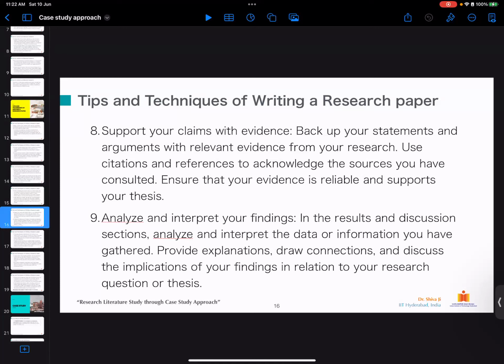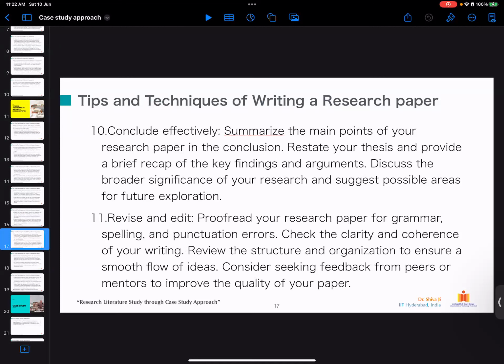Then finally, you will be coming down to the evidence part, maybe a third method or tool where you are going to validate your results, right? Finally, analyzing, interpreting the findings, concluding it. Then again, come back, revise and edit. If there is any grammatical mistake, spelling mistake, or punctuation mistake, fix those things also.